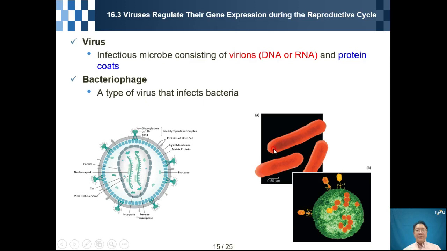Okay, so in this slide, I will explain the third subject. Viruses can regulate their gene expression during the reproductive cycle. So what is a virus? This is the virus structure. They have the virion, so they have DNA or RNA. After that, they have a protein coat like this.